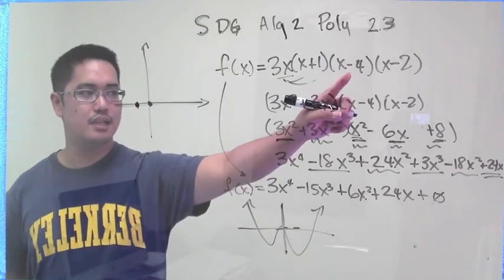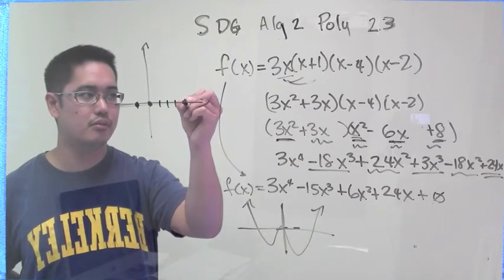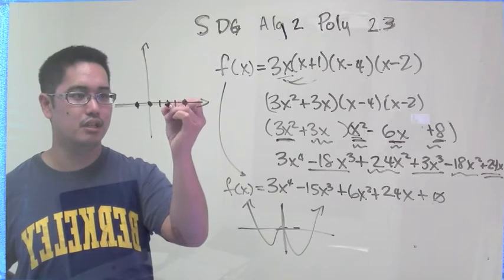This right here says that positive 4 will also give me a 0. 1, 2, 3, 4. And over here it says positive 2 will also give me a 0. 1, 2, that will give me a 0.